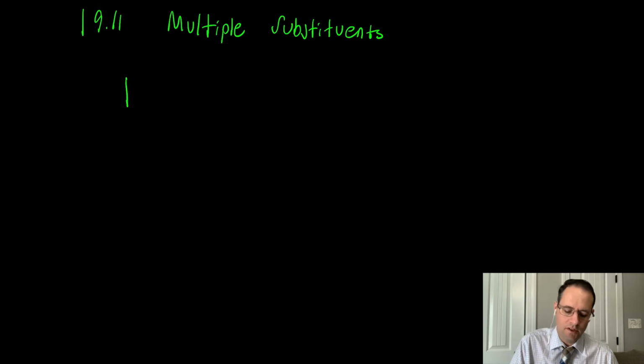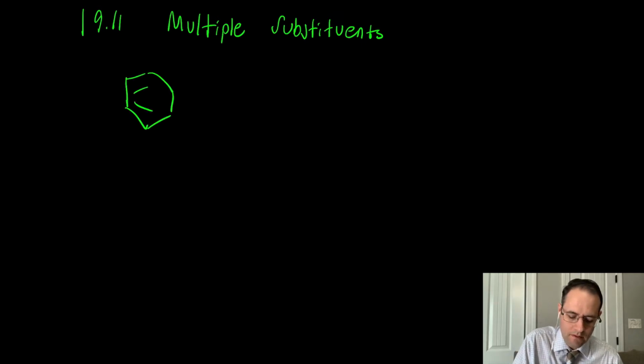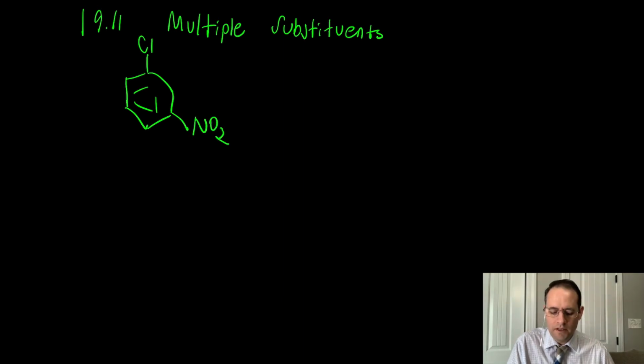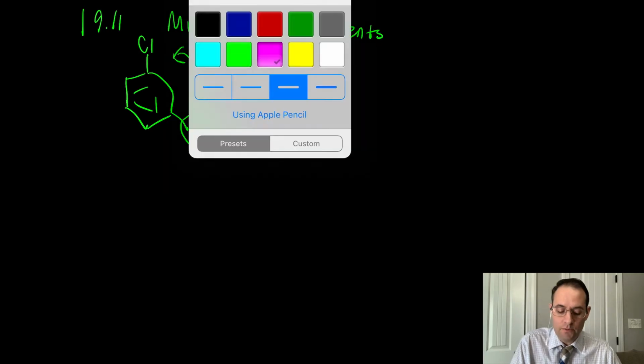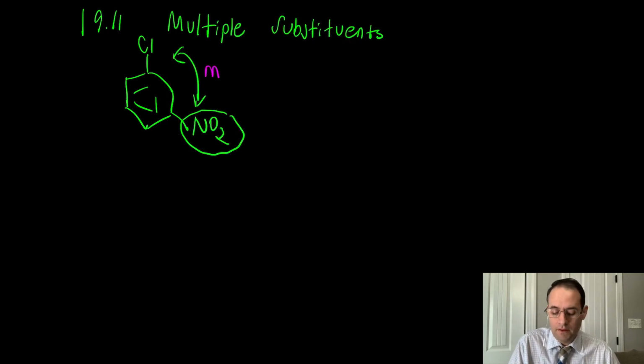Let me give you an example. Now, here we have meta-chloronitrobenzene, and what we want to do is synthesize this. Now, of course, we start with benzene and we stick on one group and then we stick on the second group. But what you want to do is realize that these two groups right here are meta with respect to each other, okay? And this is a meta director.